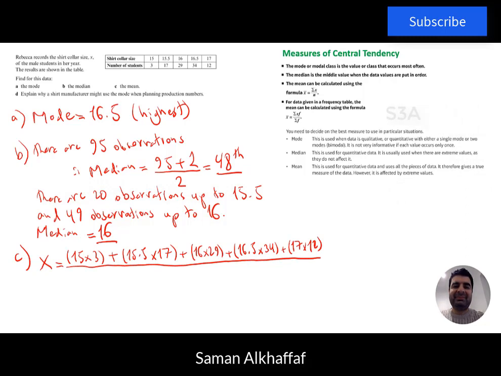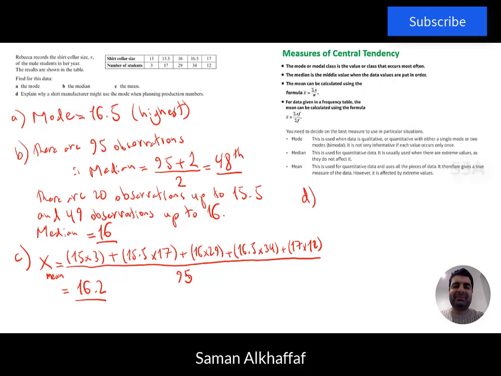In this scenario we have the addition of all the students, so that would be 95. So that should give us approximately, when we simplify this, approximately 16, and this will be our answer for this. Now for part D, we need to explain why a shirt manufacturer might use the mode when planning production numbers.